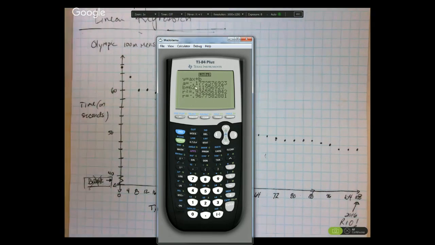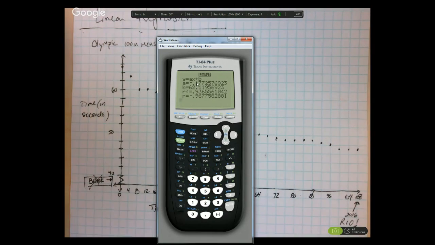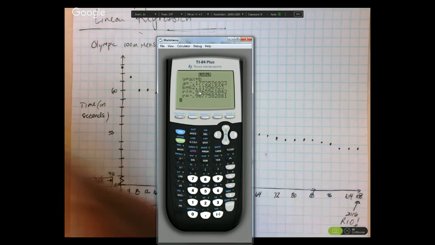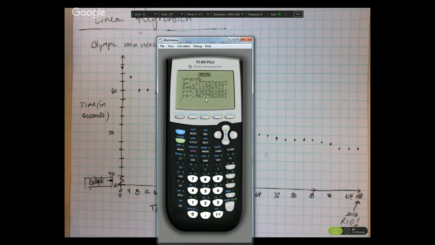So the a value, negative 0.177, is your slope, because that's what it tells you. It's a times x. The b value is your y-intercept, 62.12. And let's talk about the r value, negative 0.9677. Okay, so there's your calculator exercise.